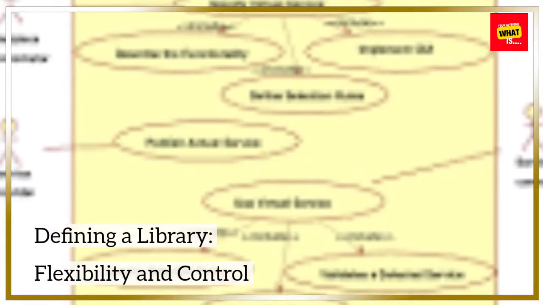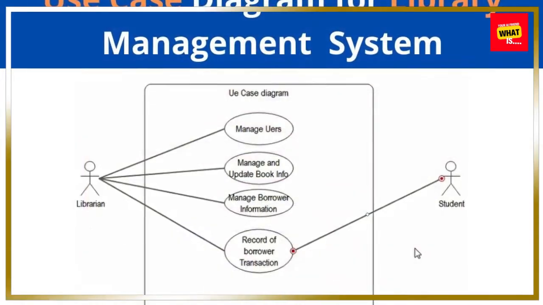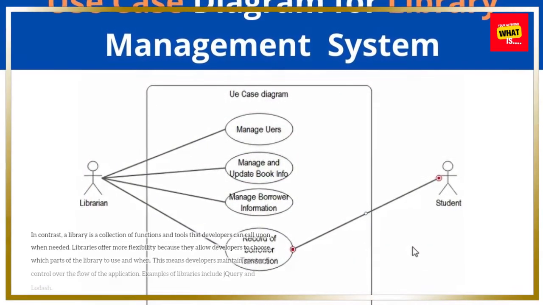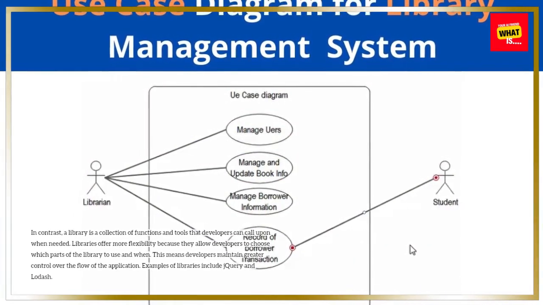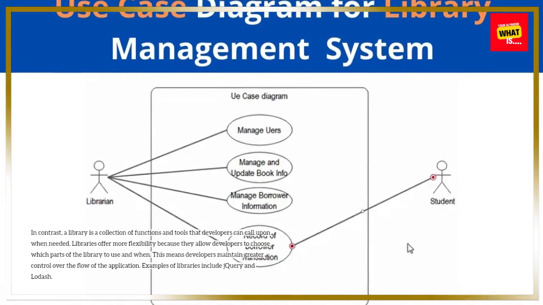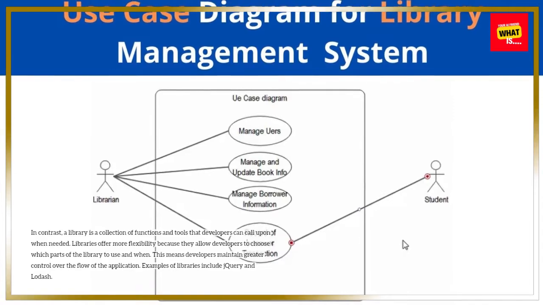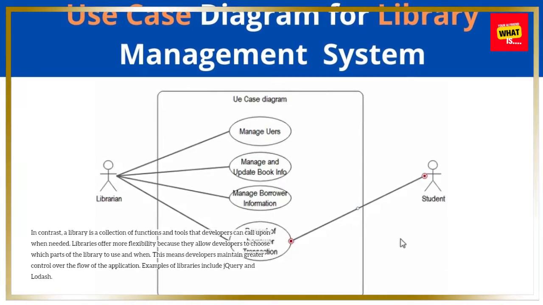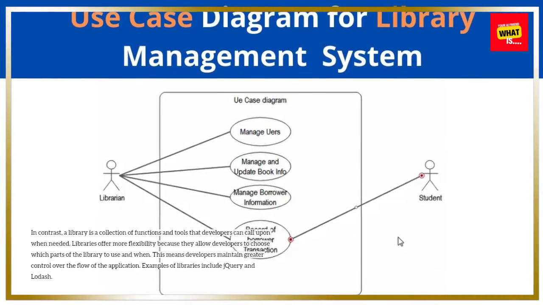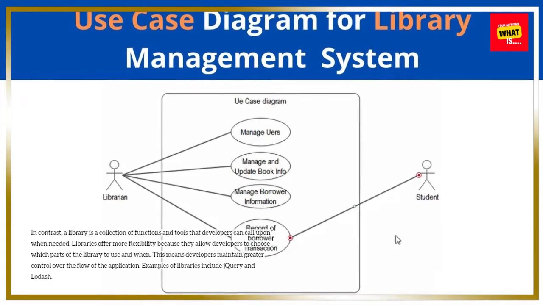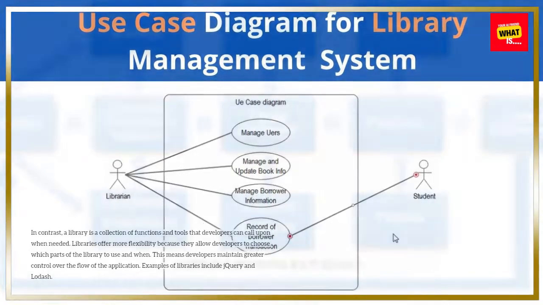Defining a library: flexibility and control. In contrast, a library is a collection of functions and tools that developers can call upon when needed. Libraries offer more flexibility because they allow developers to choose which parts of the library to use and when. This means developers maintain greater control over the flow of the application. Examples of libraries include jQuery and Lodash.